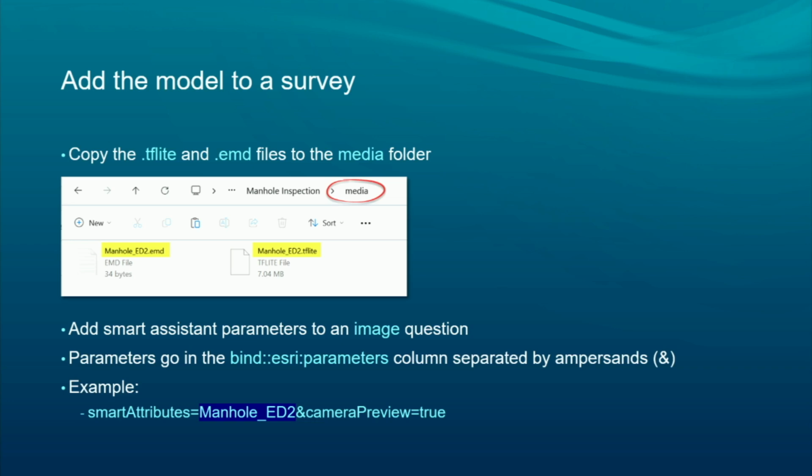Smart Assistant parameters are added to an image question in the XLS form, and the parameters go in the bind::esri:parameters column, and you can add a whole bunch of parameters just separated by ampersand. So there's an example here. The name of our model is Manhole_ED2. That's EfficientDet, I think that was the naming convention we used for that, EfficientDet 2. And we want the camera preview on, which means that we'll see the object detections live in the camera view.